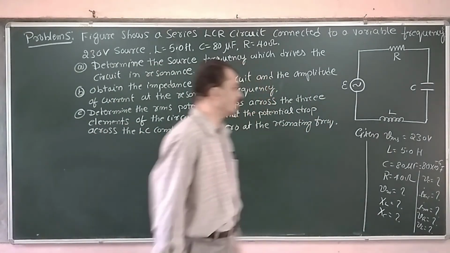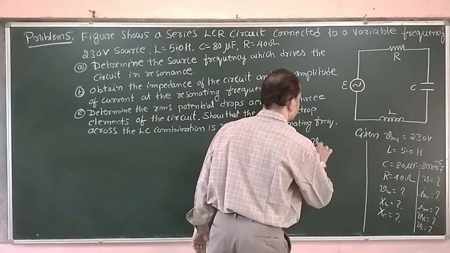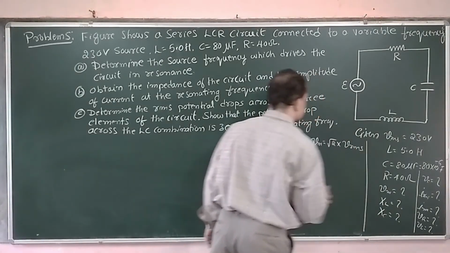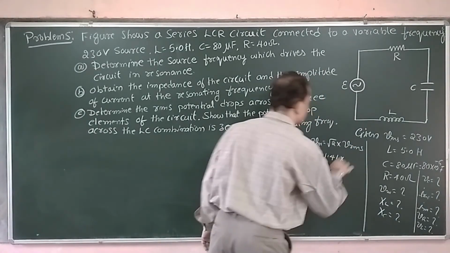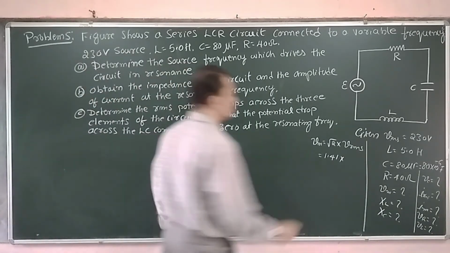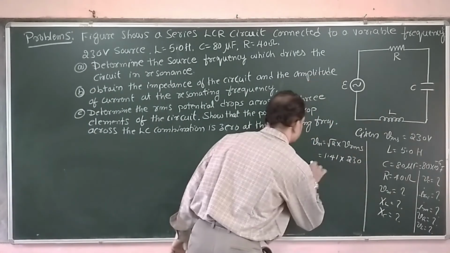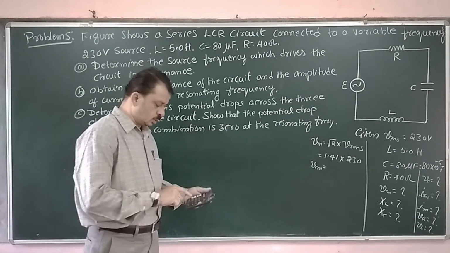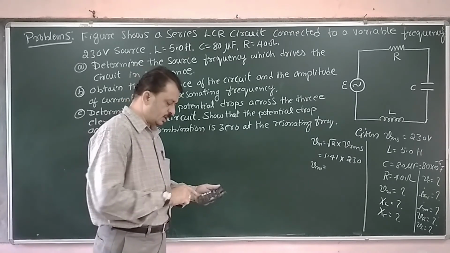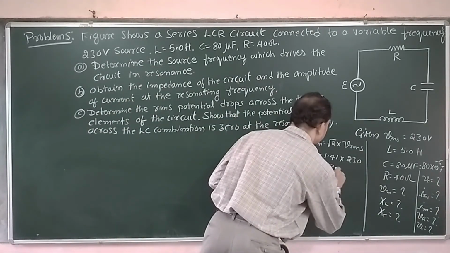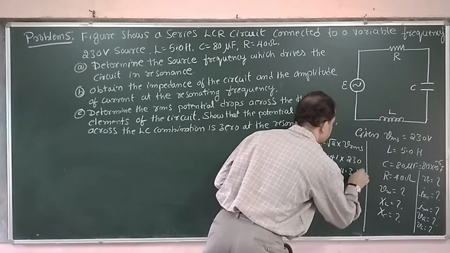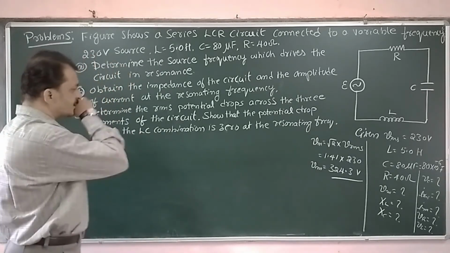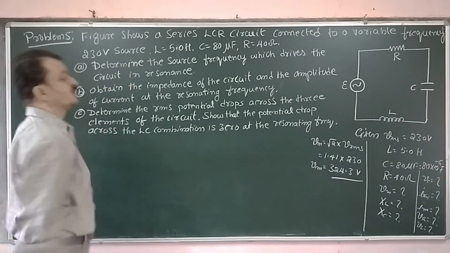RMS value of the voltage is given. We have to calculate the peak value. Therefore, Vm is equal to root 2 into V RMS. Root 2 is 1.41 into V RMS, which is 230. If you simplify this, 1.41 into 230 is equal to 324.3 volts. It is the peak value of the voltage. Next we have to calculate the resonance frequency.